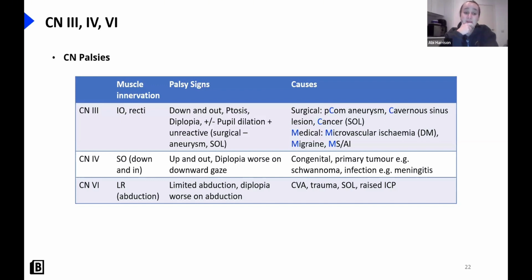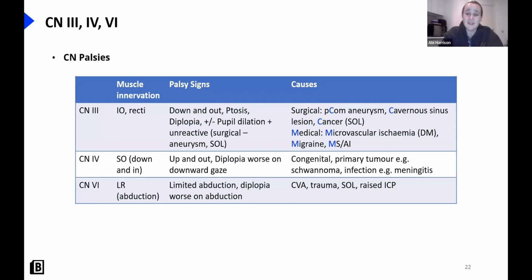If you have a cranial nerve 4 palsy, it means that your superior oblique's not working. Your superior oblique, as we said, moves your eye down and inwards. So when the other muscles are working apart from that one, your eye will be up and out, the opposite. You get diplopia, so double vision, worse on downward gaze, and that's because your superior oblique is responsible for moving your eye down. So when the patient is trying to look down, they've got uncoordinated eye movements.